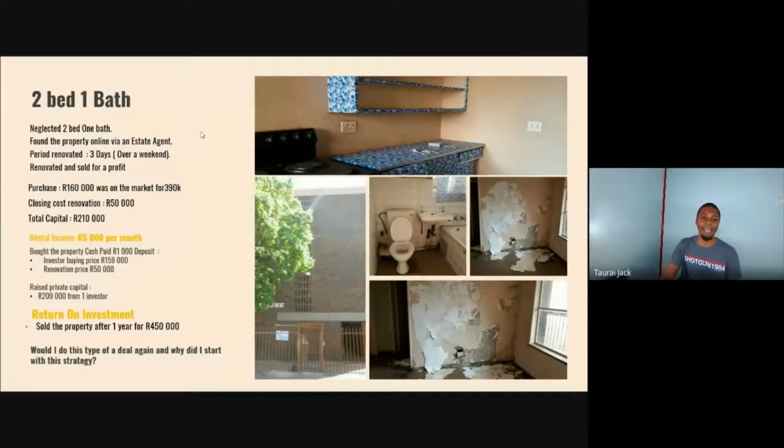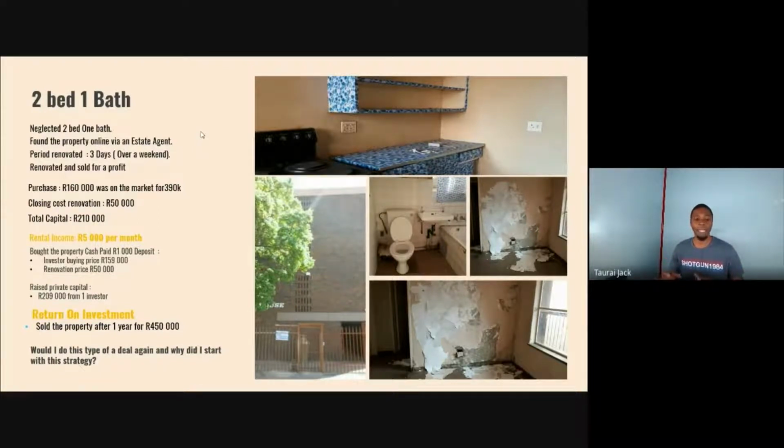And on this deal here, the negotiation helped me in terms of closing this deal. Not so long after that, we put in a renovation of $50,000 in this deal. So we were all in for around about $210. We rented this place out for a period of time at $5,000 a month, and we had an expense of about R1,000 for rates and taxes and levies.